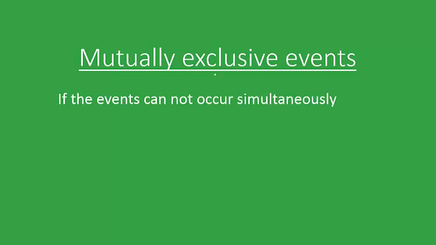Before moving on to solving some questions, we need some of the basic terms to relate the different events. The first one is the mutually exclusive event, which says that events cannot occur simultaneously. For example, if we toss a coin, the occurrence of head and tail are mutually exclusive.